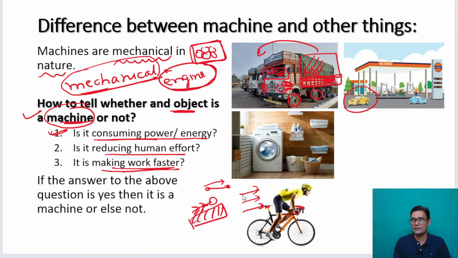But going by bicycle or car or train is much faster. So how do you tell if it is a machine or not a machine? First thing, does it consume power or energy? Second thing, does it make my work easier?